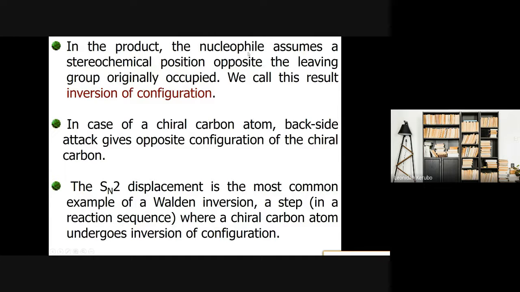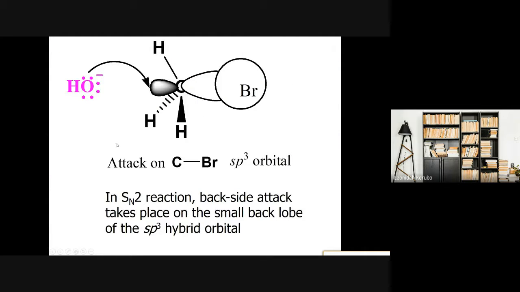In the product, the nucleophile assumes a stereochemical position opposite the one the leaving group originally occupied. We call this result inversion of configuration. So in the case of a chiral carbon atom, backside attack gives the opposite configuration of the chiral carbon. The SN2 displacement is the most common example of a Walden inversion, a step in the reaction sequence where a chiral carbon atom undergoes inversion of configuration.